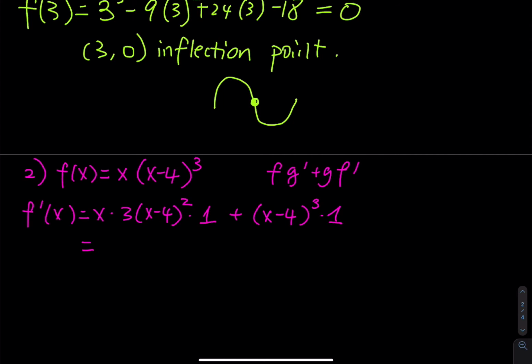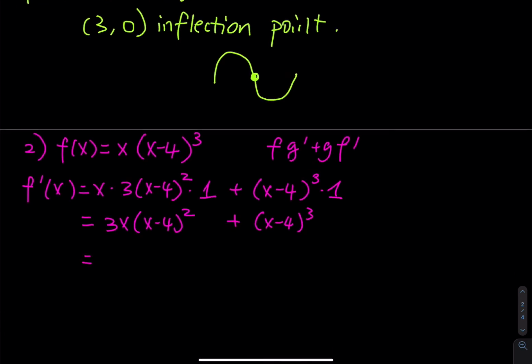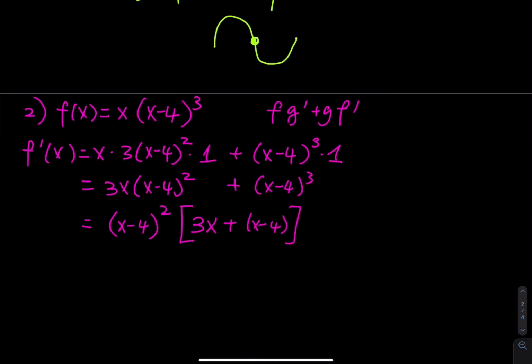Then we have 3x times (x minus 4) squared plus (x minus 4) to the third. So let's factor out (x minus 4) squared. Inside the square bracket, you have 3x plus (x minus 4) raised to the first power, right? And then you clean that up. So you have (x minus 4) squared times 3x plus x, 3 plus 1 equals 4, so this will be 4x minus 4. So that is your first derivative.